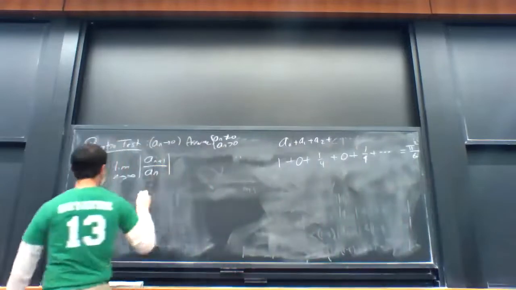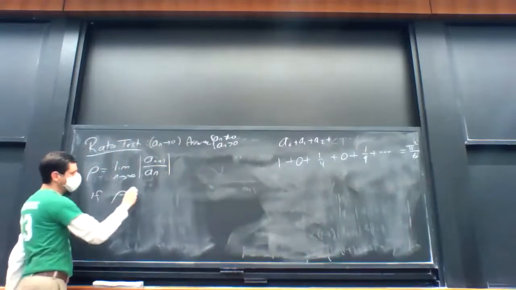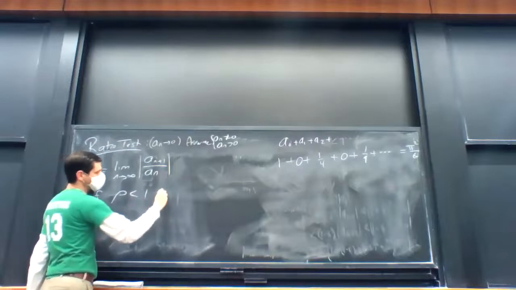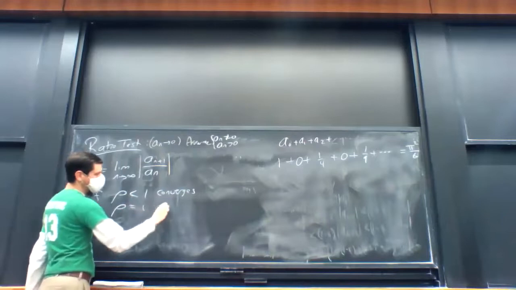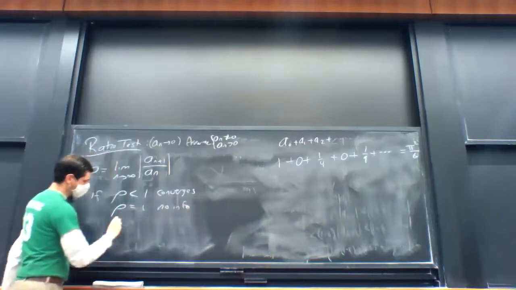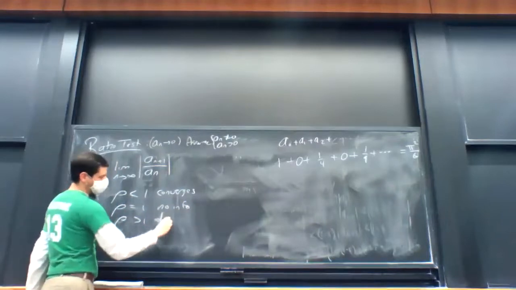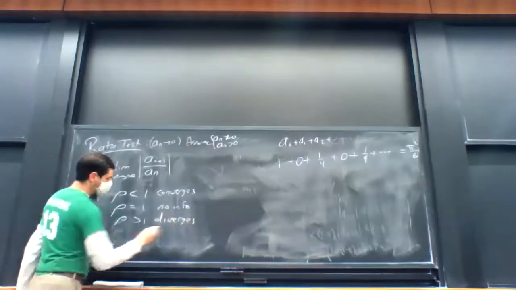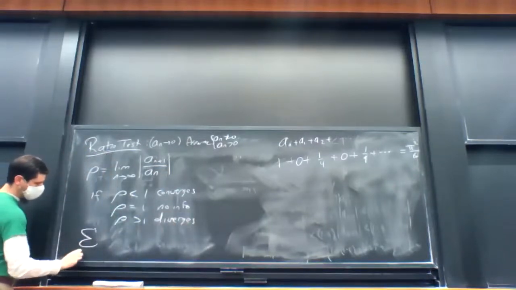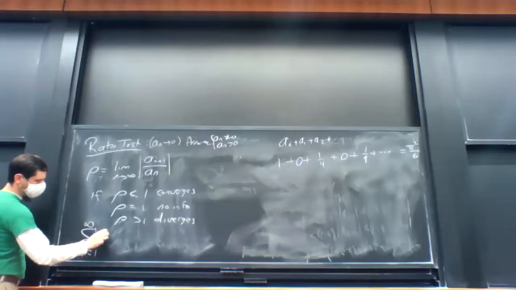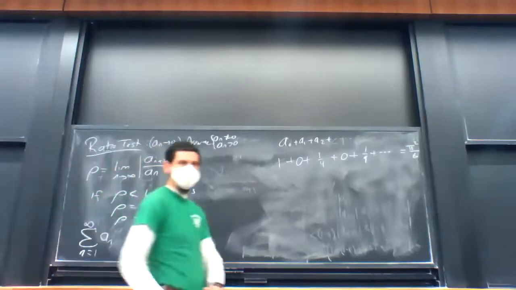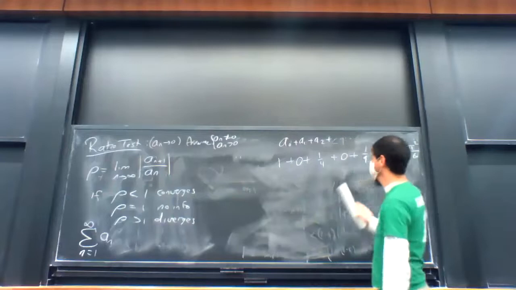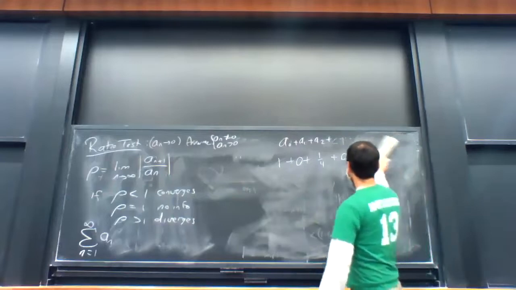So we'll have rho with its limit. If rho is less than 1, it converges. If rho equals 1, no information. And if rho is greater than 1, it diverges. And we're talking, of course, about the infinite sum, n goes from 1 to infinity of a n. So that sum will converge if rho is less than 1, diverge if rho is greater than 1, and we don't know what happens if rho is equal to 1.